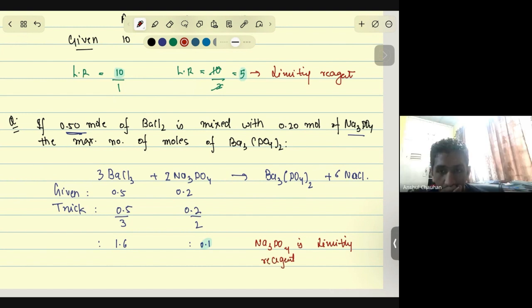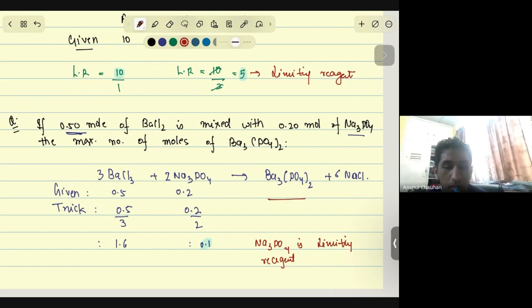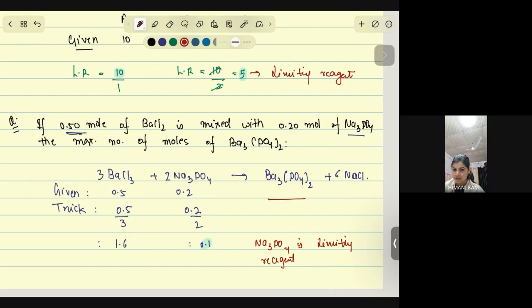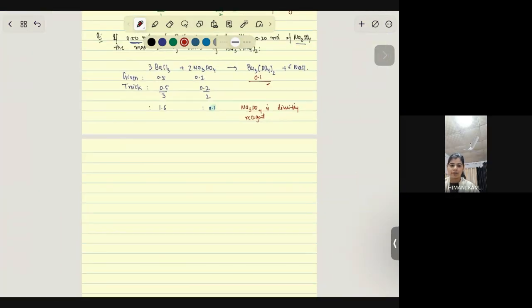So now we have to calculate the number of moles of Ba3(PO4)2 produced. It is 0.1. Yes, very good. Just wait for a sec. Is it clear till now? The concept of limiting reagent, how we are determining it.